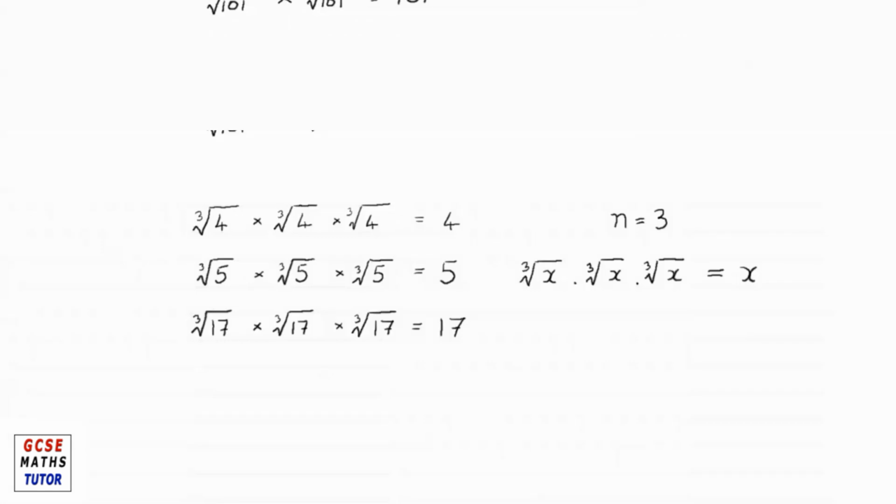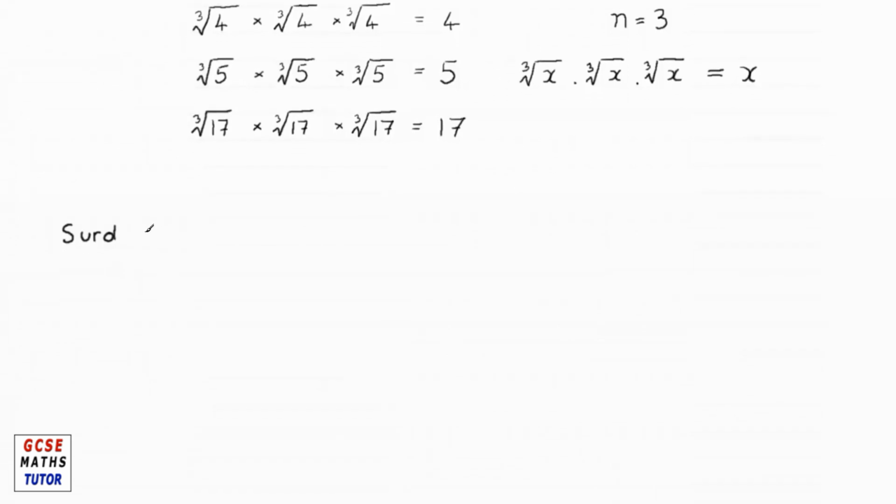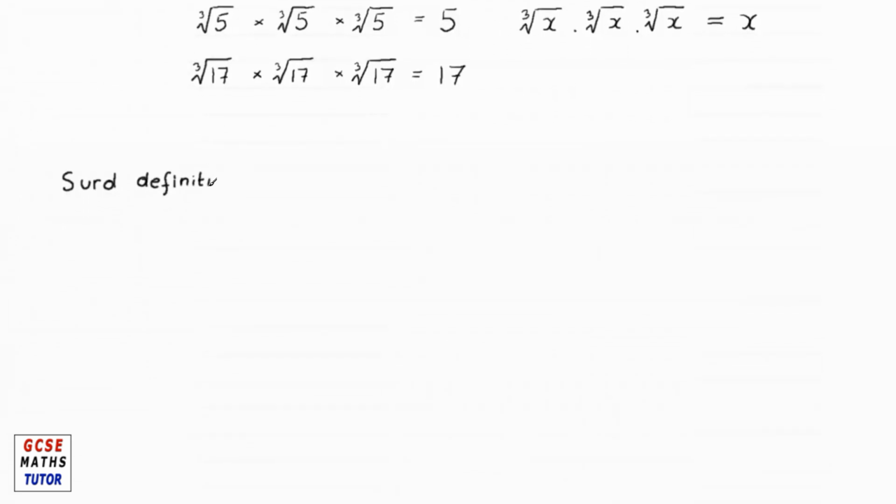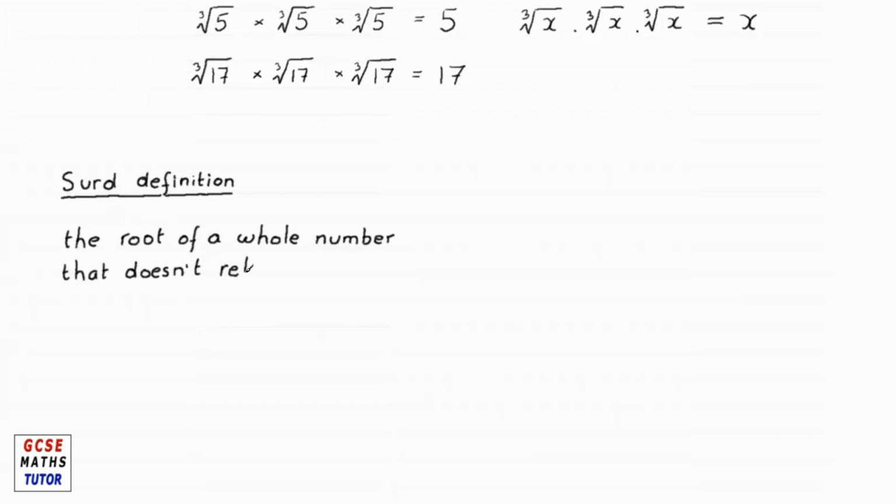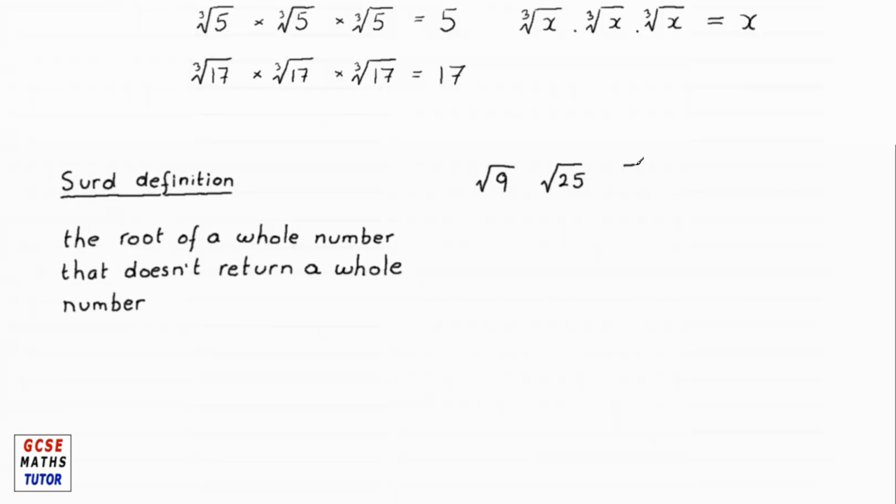And now finally to our definition of a surd. Well, strangely, we define a surd by what it doesn't do. A surd is the root of a whole number that doesn't return a whole number. So the square root of 9, the square root of 25, and the cube root of 8 are not surds. Each returns a whole number.